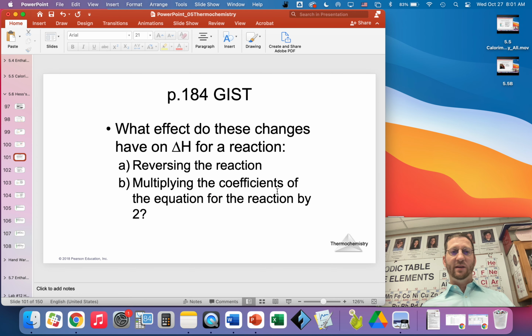Let's take a look at page 184. Give it some thought. What effect do these changes have on delta H for a reaction? If we reverse the reaction, how would that affect things? And if you multiplied the coefficients of the equation for the reaction by 2, how would that affect things? Think about that and go ahead and respond.